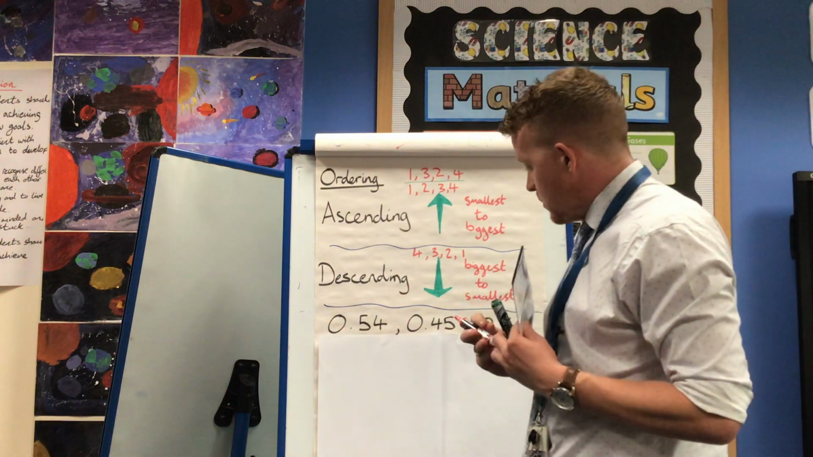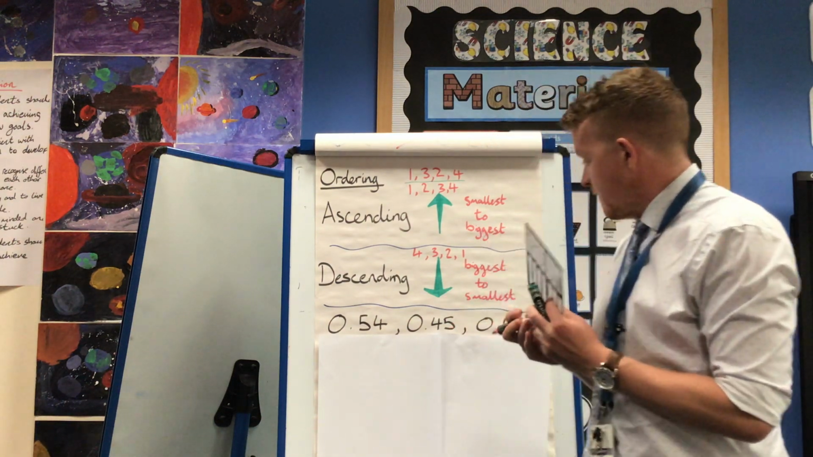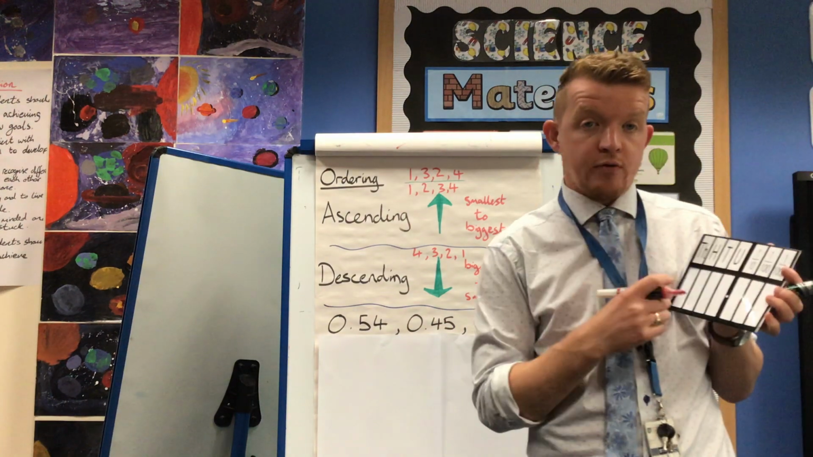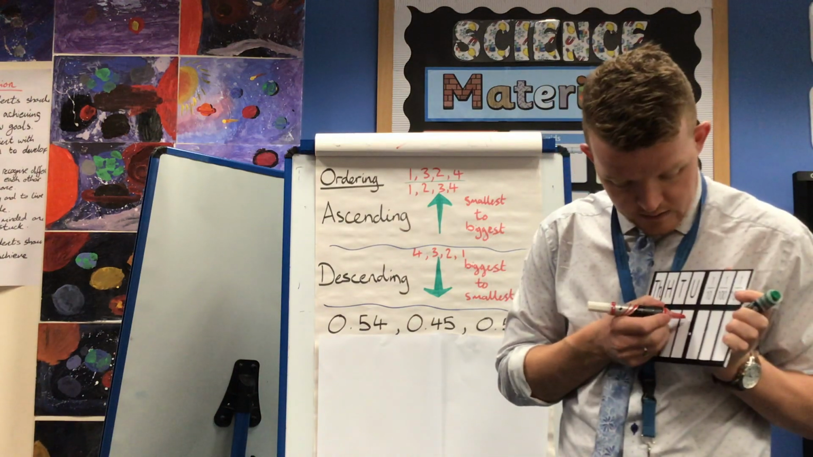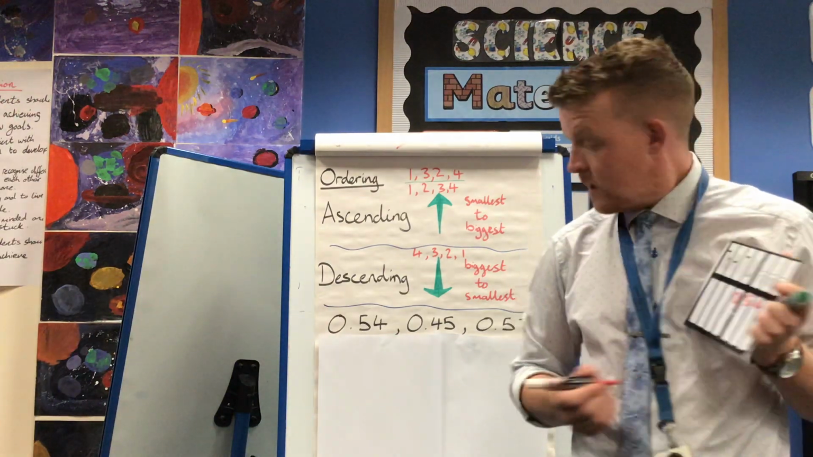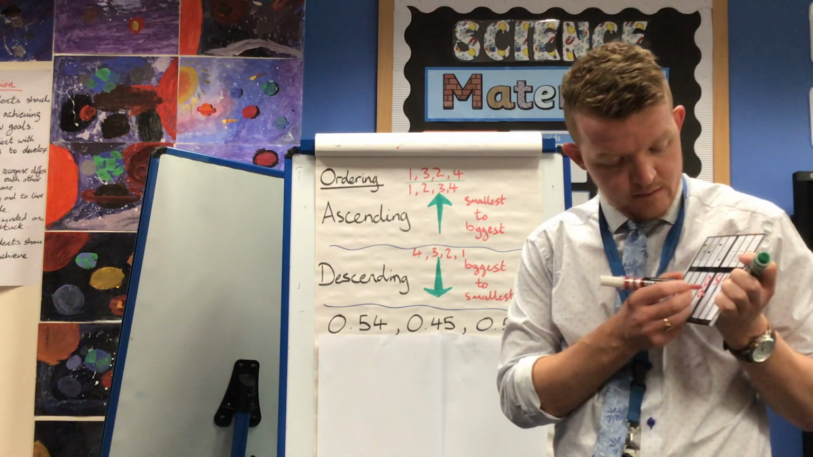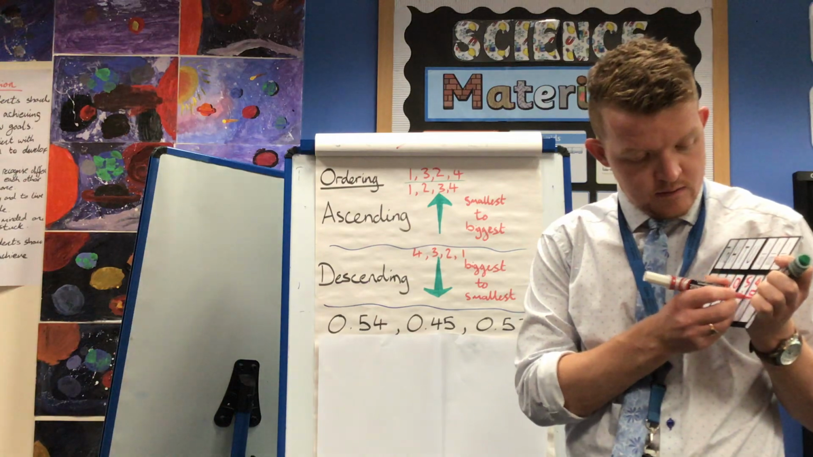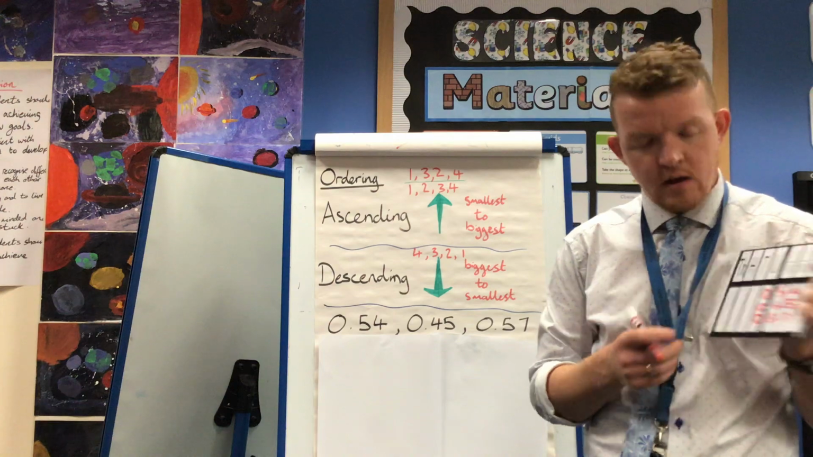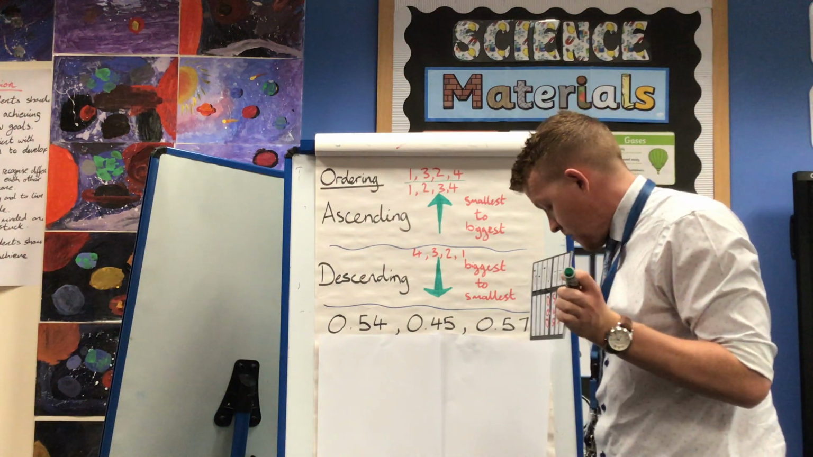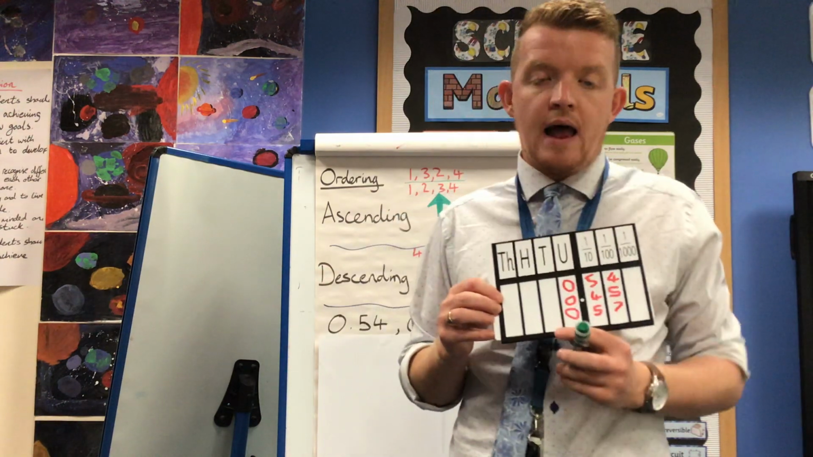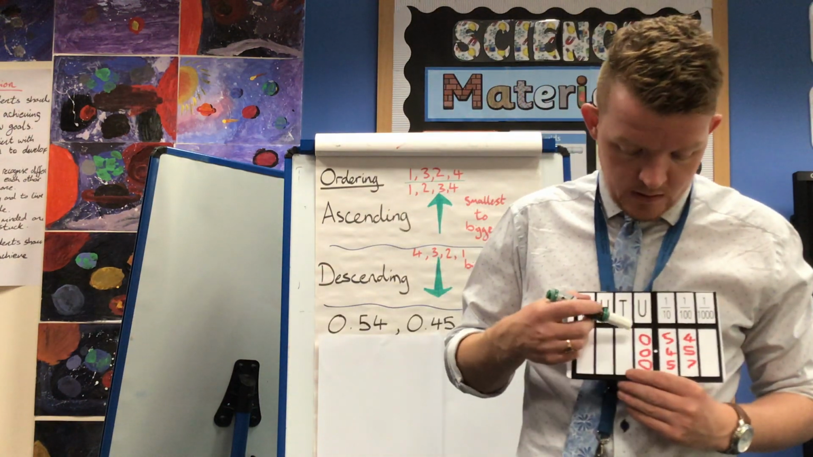Okay, let's look at our first question here. Here we have 3 numbers, 0.54, 0.45, and 0.57. I am going to mark all 3 of these numbers on my place value chart. So I have 0.54, 0.45, and 0.57. And remembering that I'm going to put these in ascending order, I'm going to put the smallest number first, greatest number last.